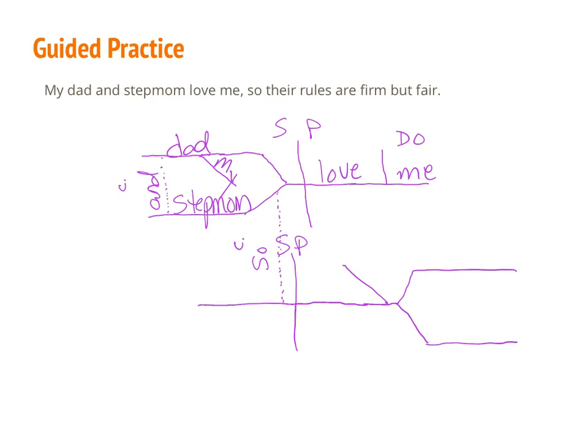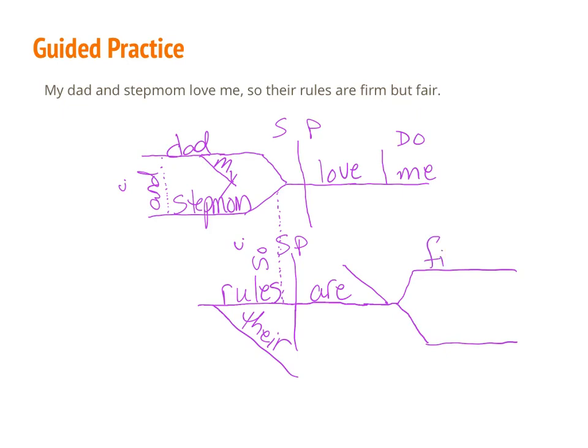So their rules are firm but fair. Who or what is that clause about? Rules. Whose rules? Their rules. I knew I left a line off. And I recognize the word are as a verb because I can change the tense. Yesterday they were firm but fair. Today they are firm but fair. So that's a verb. It must be a linking verb because it's not showing an action. It's showing a state of being. They are firm but fair.